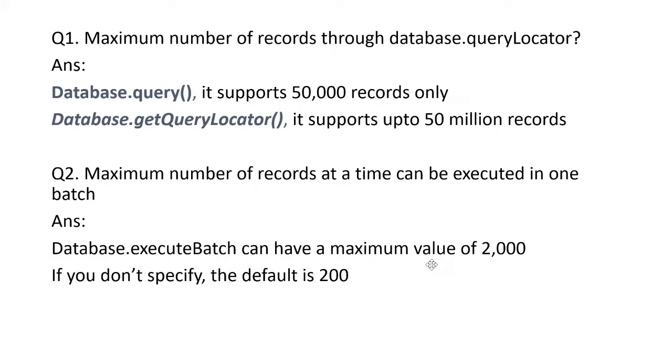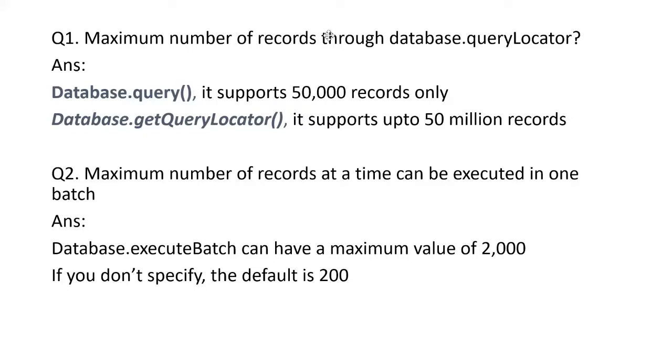that could be retrieved in a batch class through Database.getQueryLocator? So the answer is that if you use a normal Database.query, it supports only 50,000 records. But if you use a Database.getQueryLocator, it supports up to 50 million records.